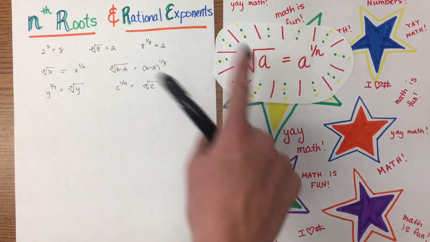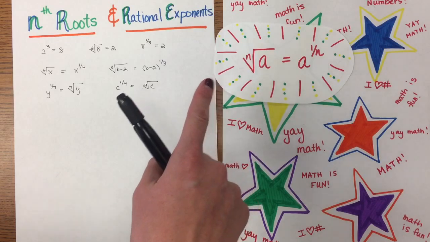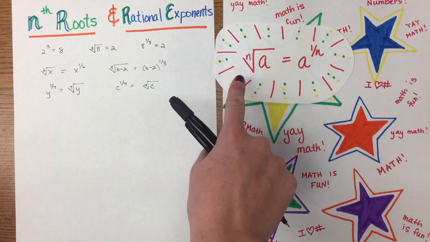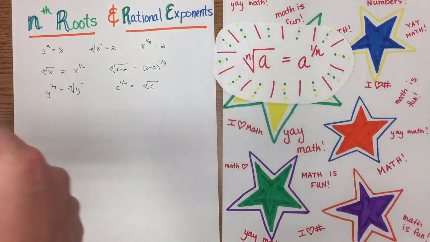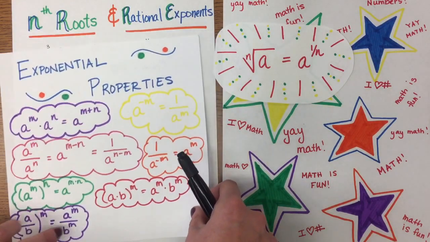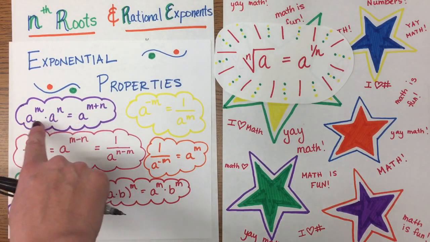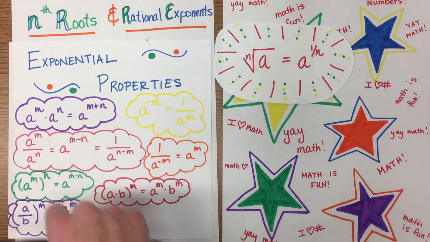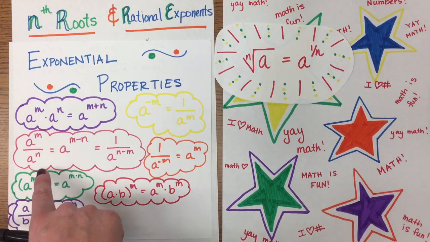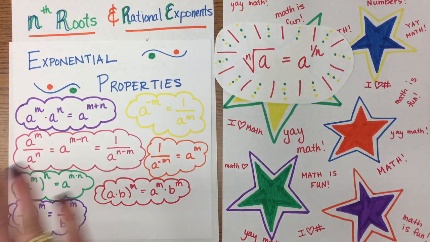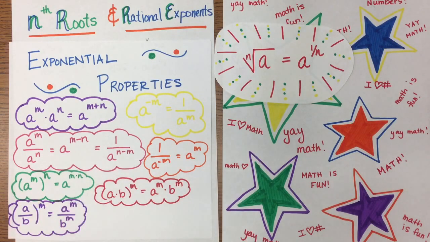So now that we have this down, we can extend it because we understand things about exponents. Because I can write a radical as a rational exponent, all of the exponential properties are going to apply. So that means a to the m times a to the n is equal to a to the m plus n. A to the m over a to the n is equal to a to the m minus n. Or you can gather these from your previous notes.